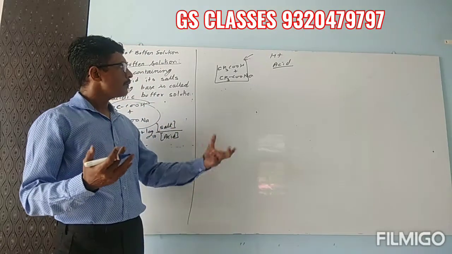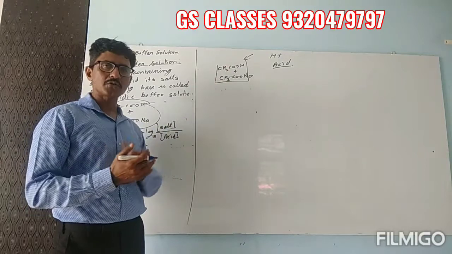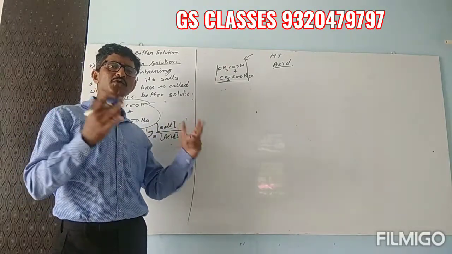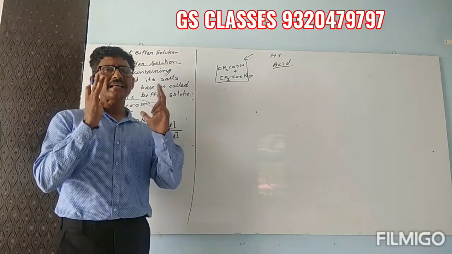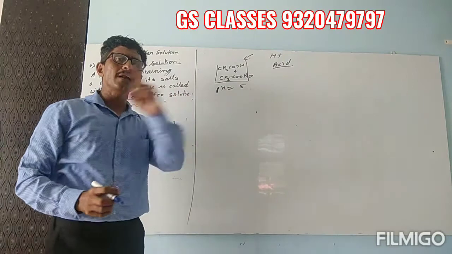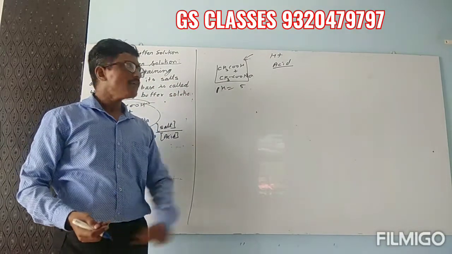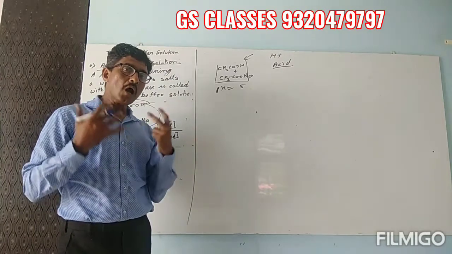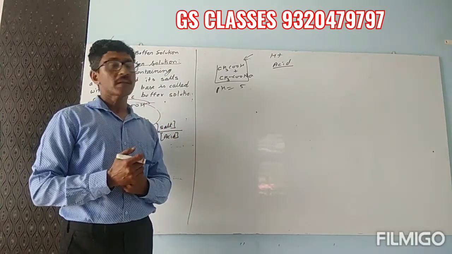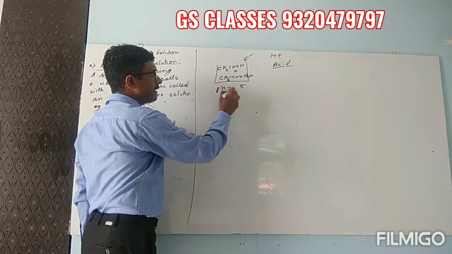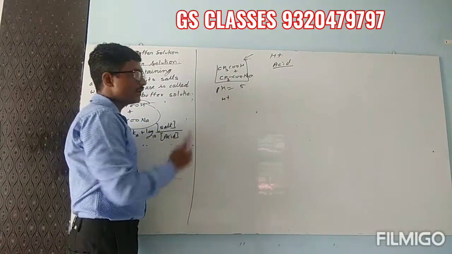How come this acidic buffer solution will not allow its pH value to change? How does it maintain the pH? If suppose the pH value is 5, it will remain 5. Even if you are adding acid, it will not change. How does it work? Now see, the moment H plus ion enters the solution.